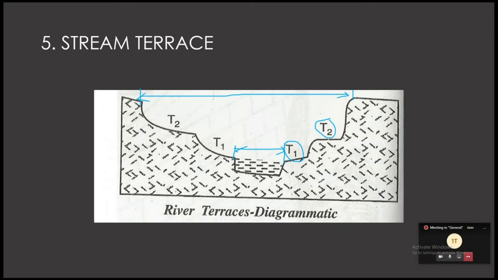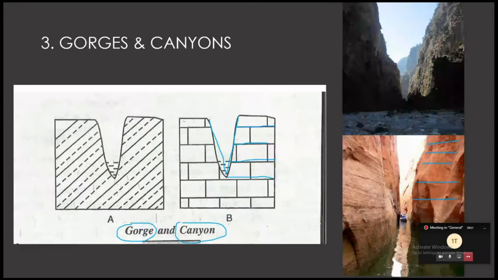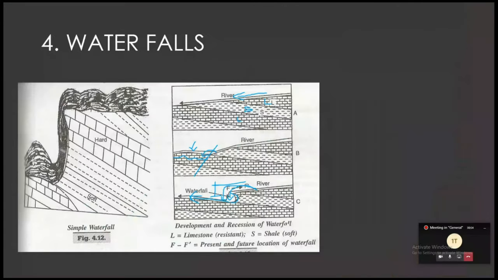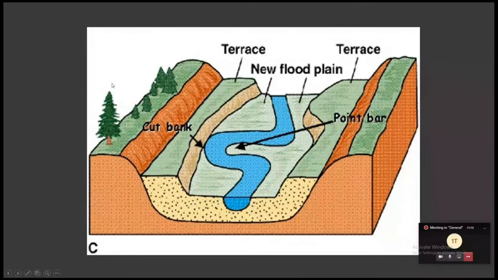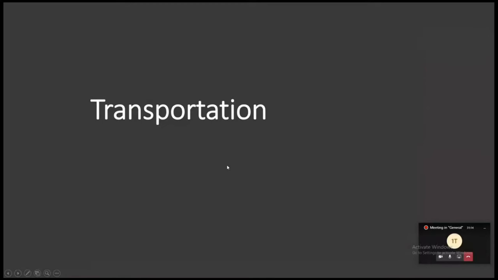So what are the different features we discussed? We discussed potholes. We discussed river valleys. We discussed gorges and canyons. We discussed waterfalls. And we discussed stream terraces. So these are the five main features of rivers that we see in the system. Okay, now this is the same picture you have already seen. We have seen the erosion processes and the erosion features produced by the river.